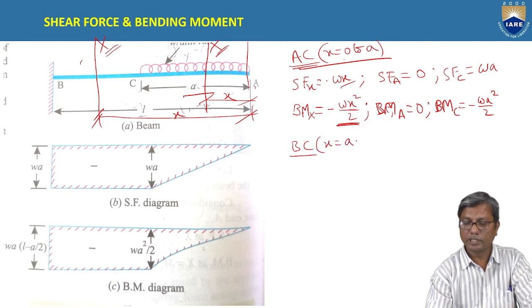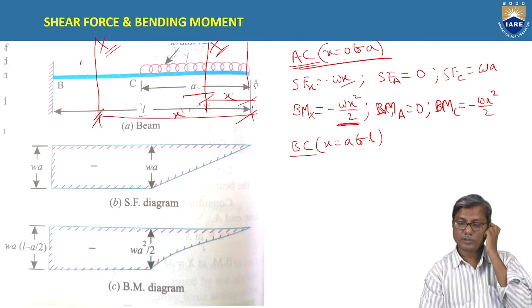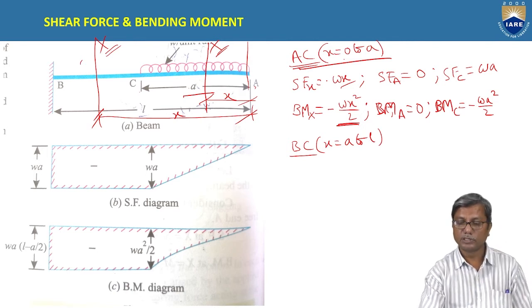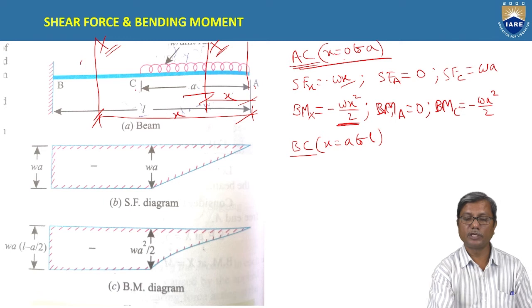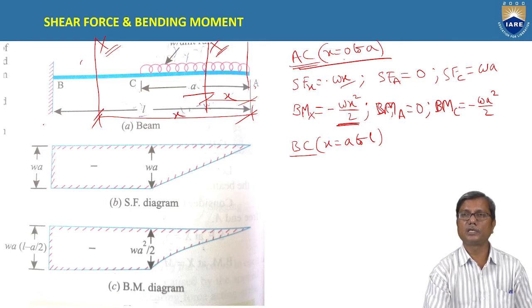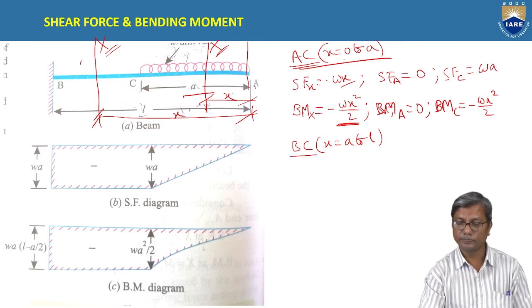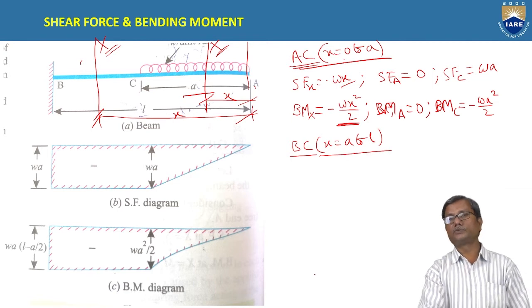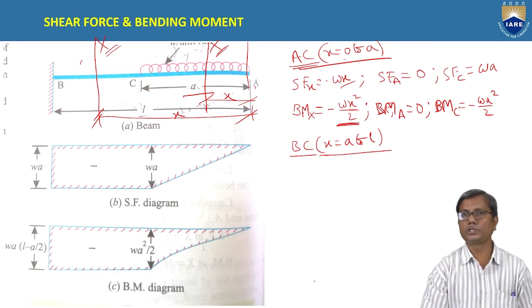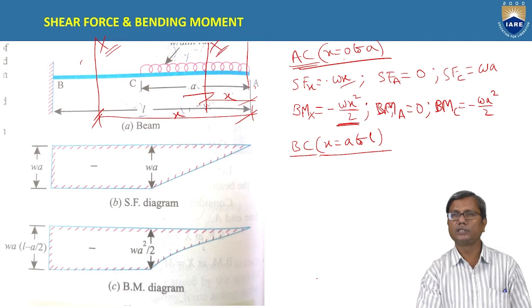X varies from A to L. That means when X is A, the section will be at C. When X is L, the section will be at B. So the limits for X in portion BC are A to L.